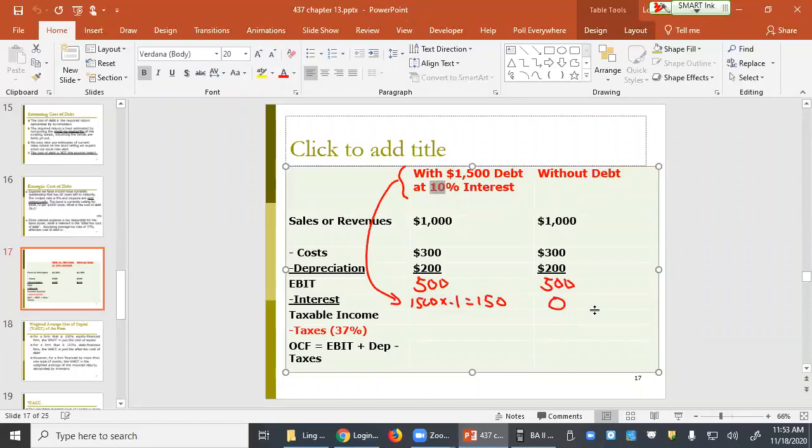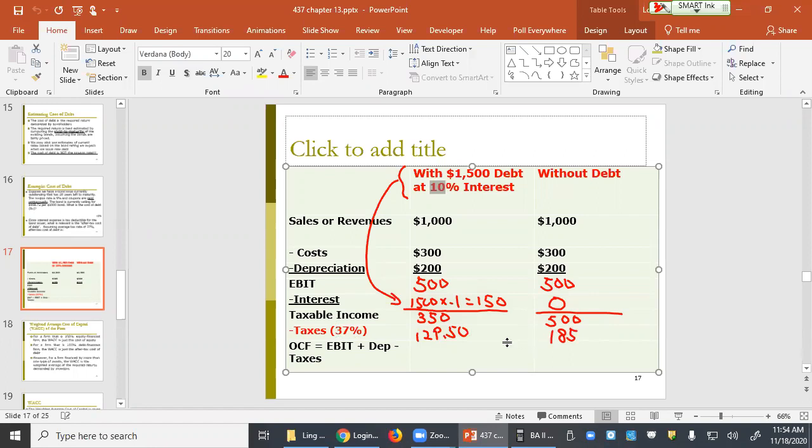Okay, we can calculate taxable income here. 500 minus 150 gives us taxable income of 350. Multiplying that by the 37% tax rate gives us $129.50 of taxes. For the right-hand side, 500 EBIT minus 0 interest gives us taxable income of 500, and that 500 multiplied by the same 30% marginal tax rate gives us $185 of taxes.